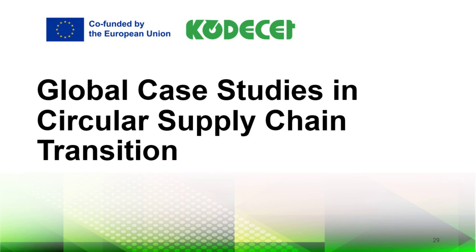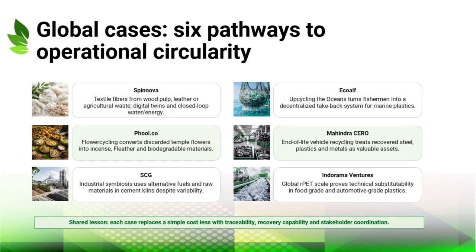The following examples show different circular pathways across textiles, biomaterials, vehicles, cement, and plastics, all requiring traceability, recovery capability, and stakeholder coordination. The 6 cases on this slide illustrate the operational variety of circular supply chains. Spinnover uses wood pulp, agricultural waste, and digital twins to create textile fibers with closed-loop water and energy systems.